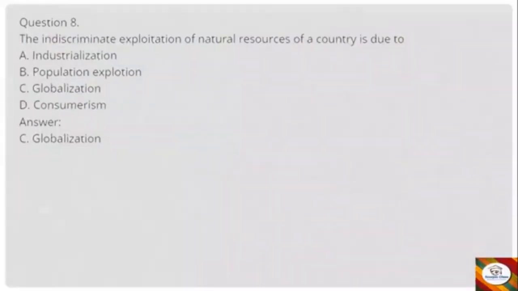Next, question 8. The indiscriminate exploitation of natural resources of a country is due to dash. A. Industrialization, B. Population explosion, C. Globalization, D. Consumerism. And the answer is option C. Globalization. So students, we have completed our first main. Now let's go to second main.